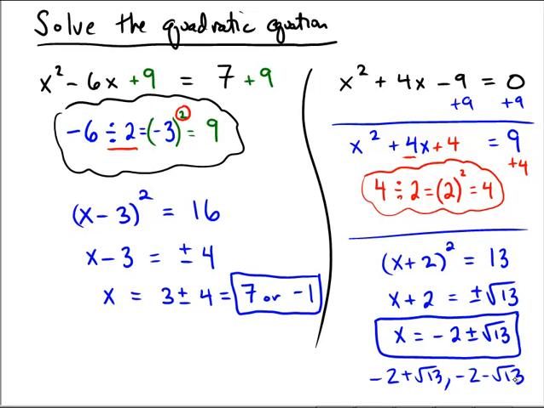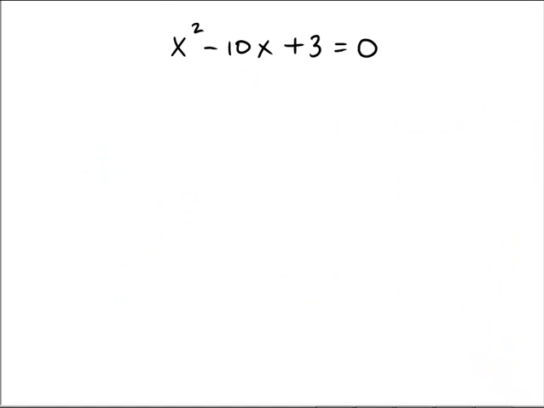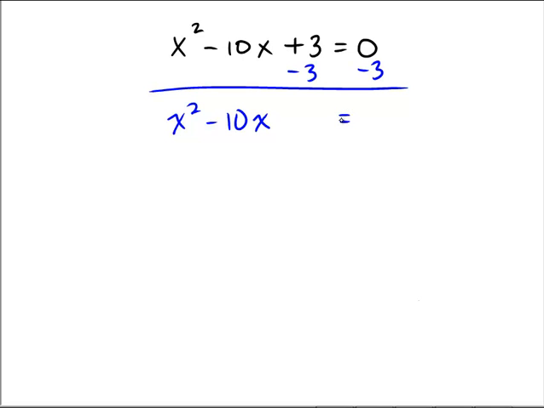So why don't you pause the video, see if you can do this problem on your own, and assuming you gave it a good shot here, let's do it together so we can see if we got the right answers. So just like before, I'm going to subtract that 3 from both sides, so that way I'm making it look like it's in the form ready for completing the square. x squared minus 10x equals negative 3.